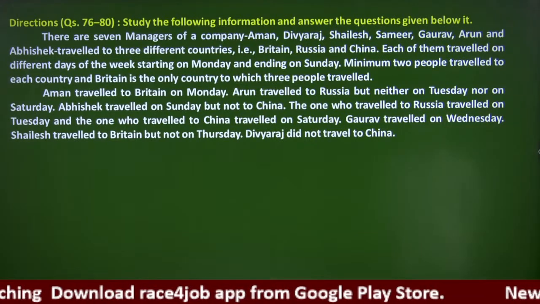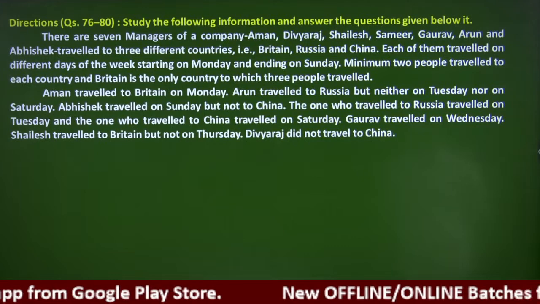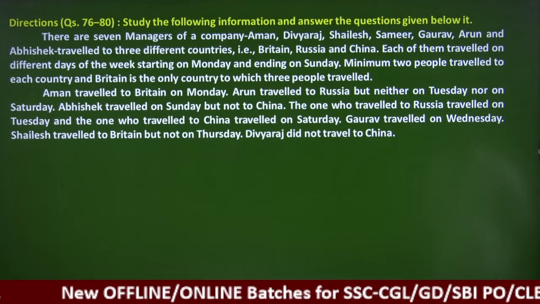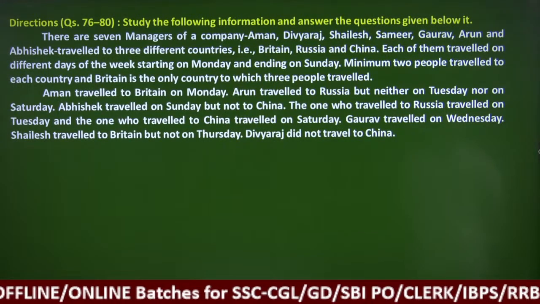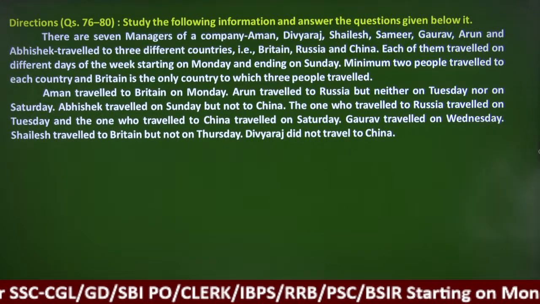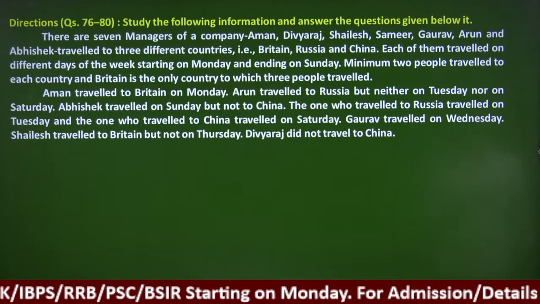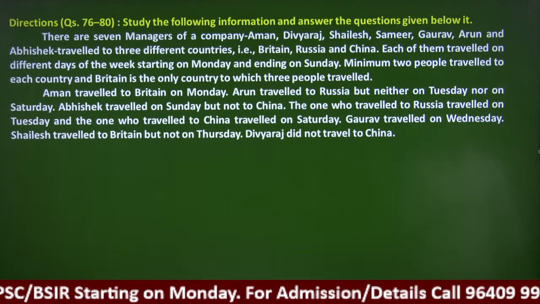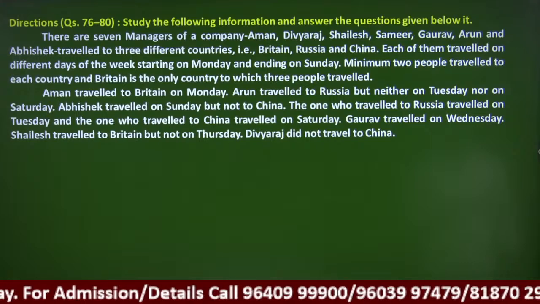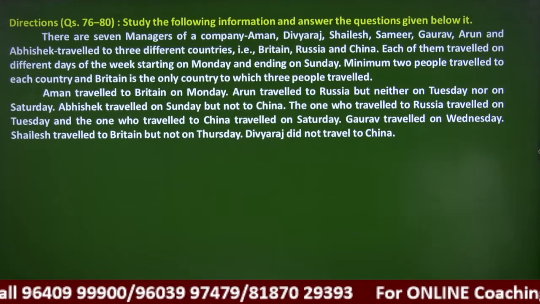Each of them traveled on different days of the week, starting on Monday and ending on Sunday. Minimum 2 people travel to each country, and Britain is the only country to which 3 people traveled. Total how many countries have they given? 3 countries. And in these 3 countries, how many members have to travel? 7 members. In Britain only, 3 members travel, but in the remaining 2 countries, that is Russia and China, 2 members will travel to each.